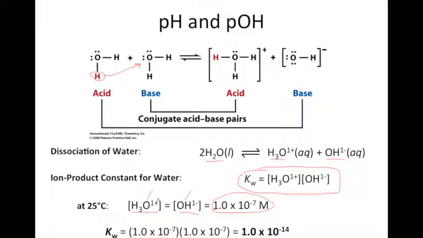So if we plug in these values, our concentrations of 1 times 10 to the minus 7 molar for both our hydronium and hydroxide, into our equilibrium expression, we can calculate the Kw value, which is 1 times 10 to the minus 14. So this is very, very small, which means water dissociates to a very small extent at 25 degrees Celsius. And again, our equilibrium constants have no units. They're unitless.